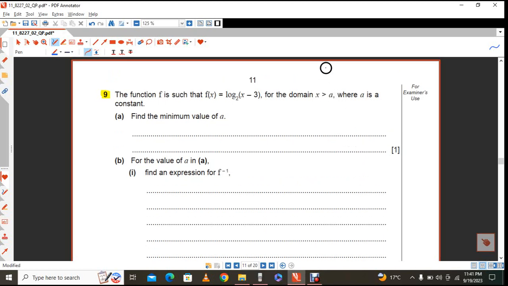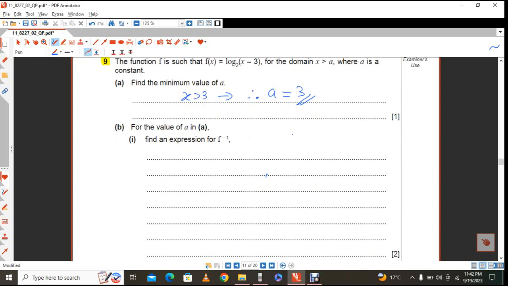certain value. And here's the thing, you know that the logs of negative numbers cannot exist, so that is the first order of business. You'll be saying the stuff inside here, x minus 3, should be greater than 0. Okay, and if that is the case, then x should obviously be greater than 3. Therefore, our value of a that is required is 3.